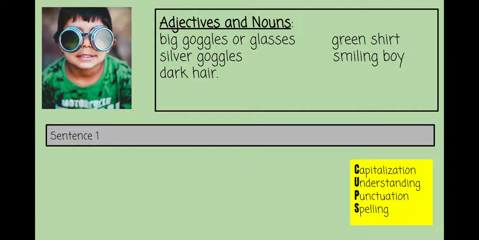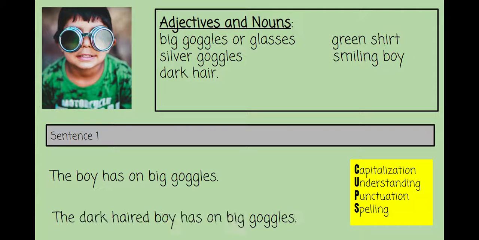All right, so going back to this picture and picking one of these adjectives and nouns to write about. Here's one of the sentences that I came up with. The boy has on big goggles. Big being my adjective talking about the goggles. Or I can make an even better sentence and have this one. The dark haired boy has on big goggles. So I kind of made that sentence a little bit better. So either one I can use as my sentence.